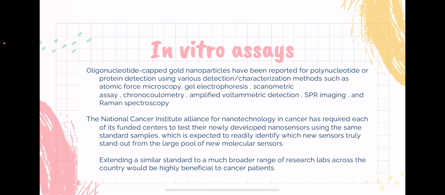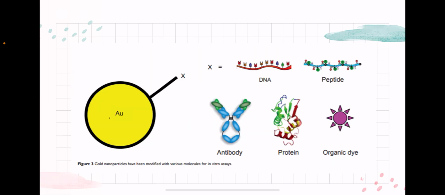In vitro assays are designed with components of cells that have been isolated to monitor biochemical and functional reactions, to determine the mechanism of action and the impact of novel therapeutics. Here, the National Cancer Institute Alliance for Nanotechnology in Cancer has required each of its funded centers to test their newly developed nanosensors using the same standard samples, which is expected to readily identify which new sensors truly stand out from the large pool of new molecular sensors. This picture shows gold nanoparticles that have been modified with various molecules for in vitro assays.